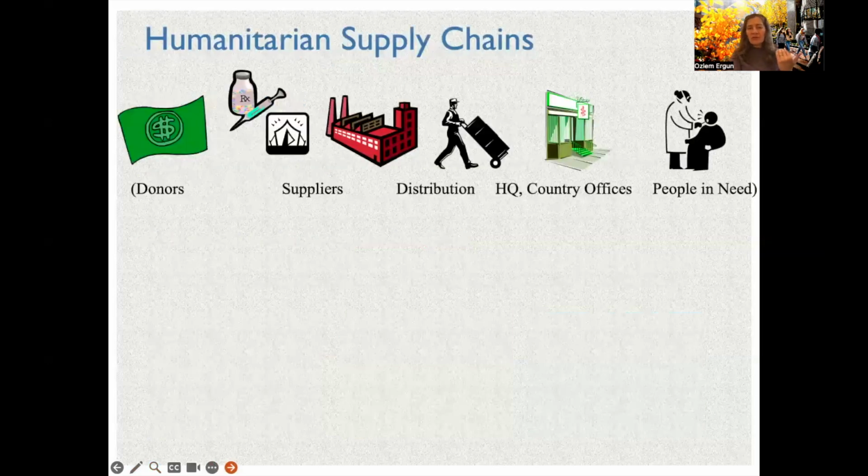So if you look at the humanitarian supply chains, it's similar to most supply chains. However, there are some key differences. For example, in humanitarian supply chains, usually the supply chain operation starts with a given donation, and then after a donation, things start to move and get mobilized, including materials, people, and so on and so forth.